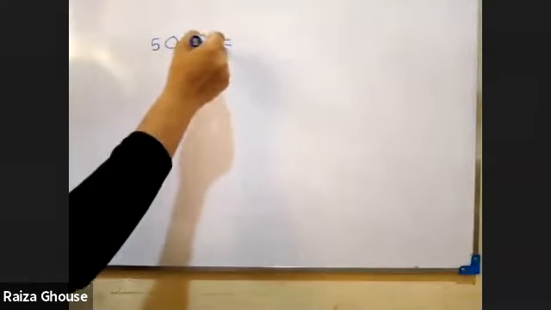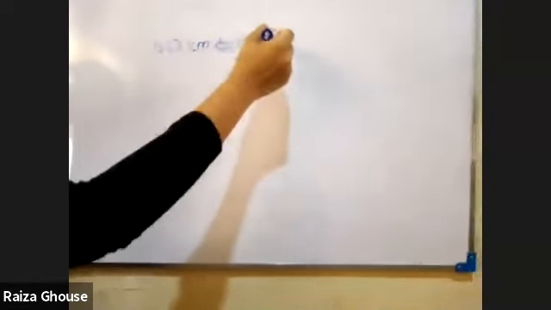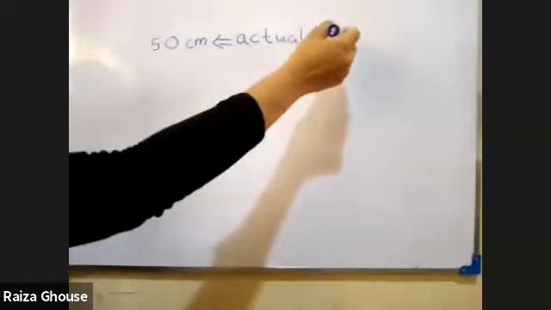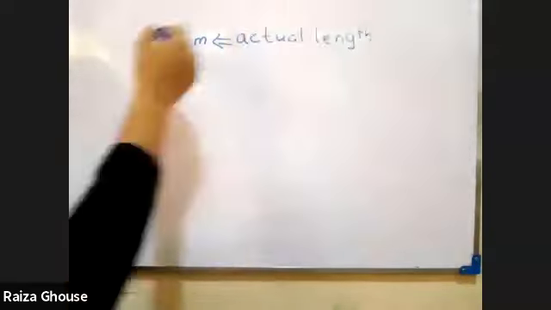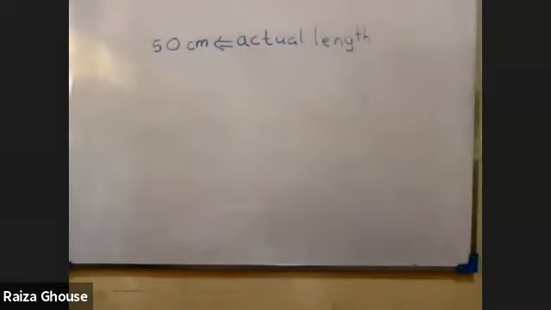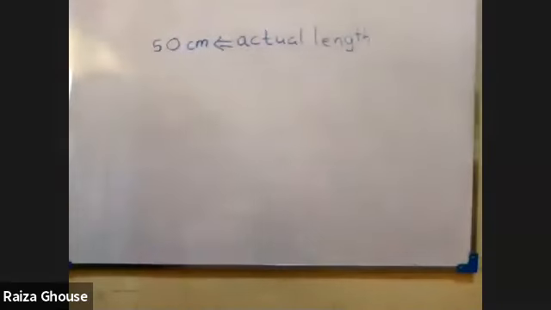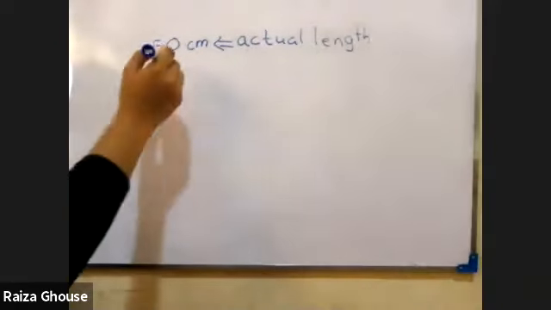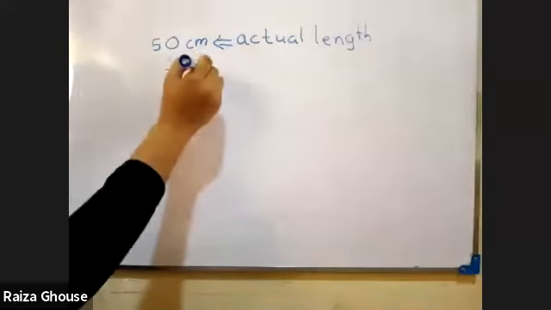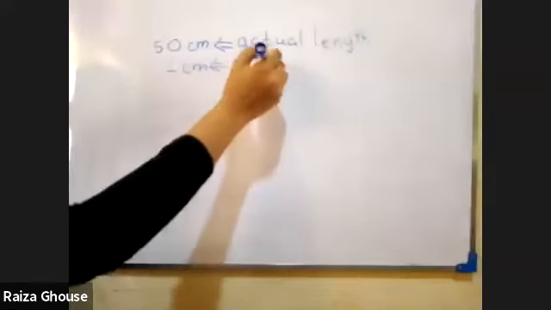Now, what is the question? Representing 50 centimeter of actual length. Now this one is actual length. Listen carefully, take it seriously and learn. Actual length of 50 centimeter is there. Then by 1 centimeter, we are going to represent 50 centimeter by 1 centimeter in the scale drawing.